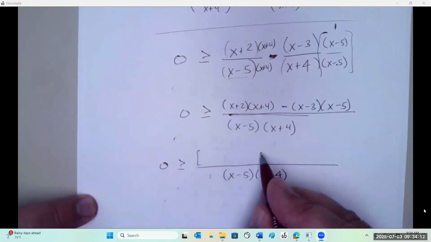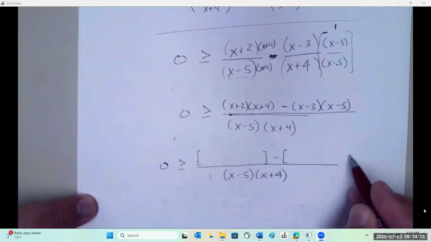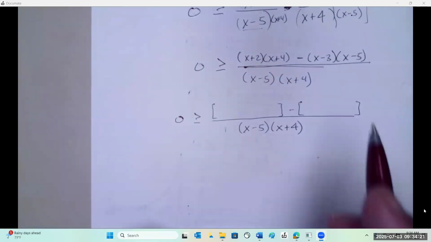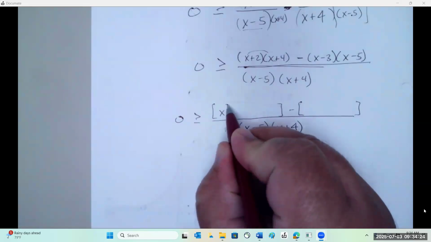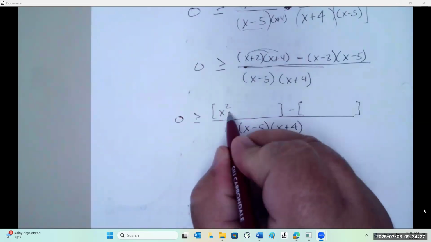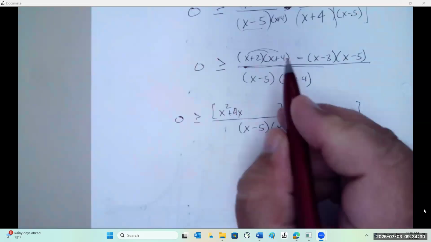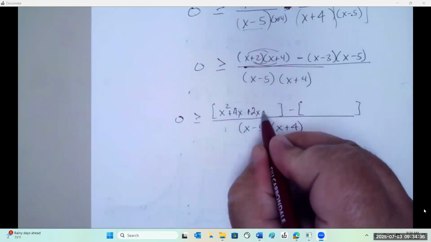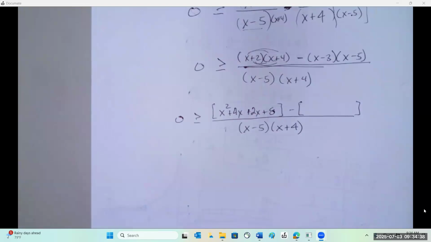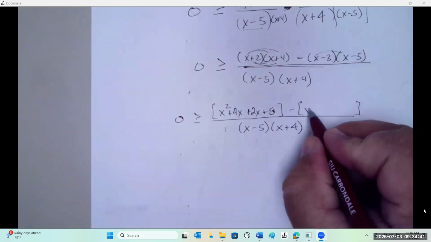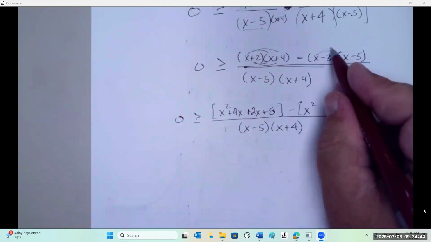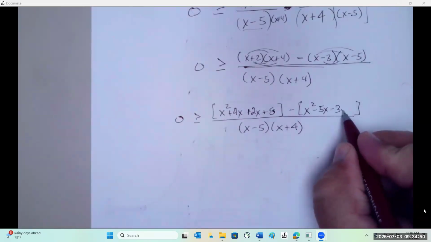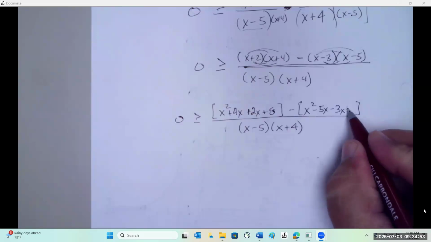Now we have to multiply our terms. We have to get rid of the parentheses. So x times x is x squared. X times 4 is positive 4x. 2 times x is positive 2x. 2 times 4 is positive 8. And likewise on the other one. X times x is x squared. Negative 5x. Negative 3x. Positive 15.